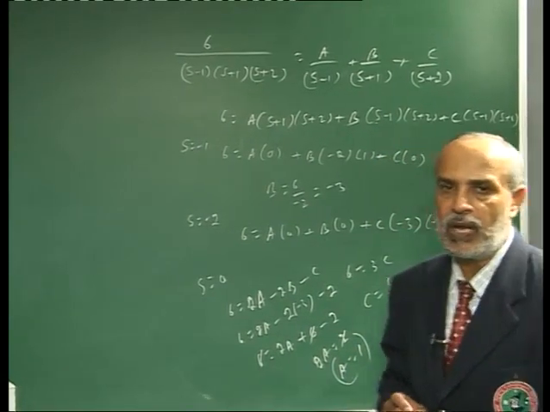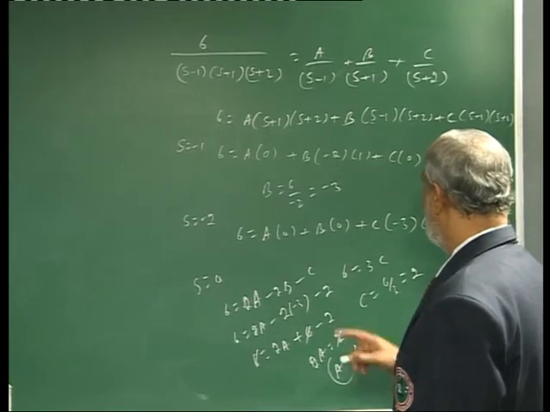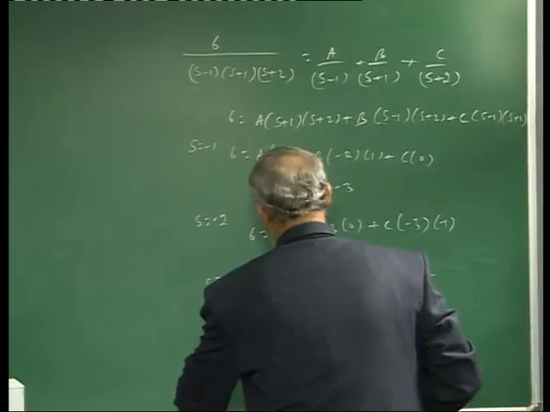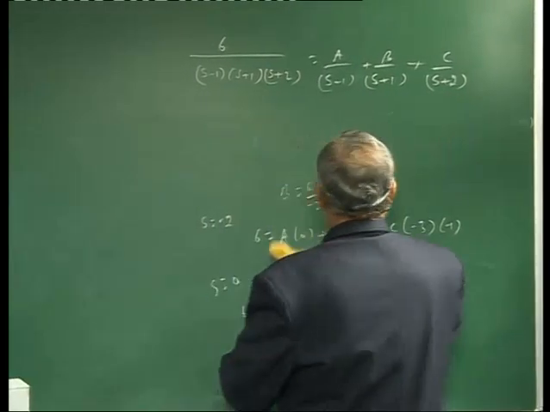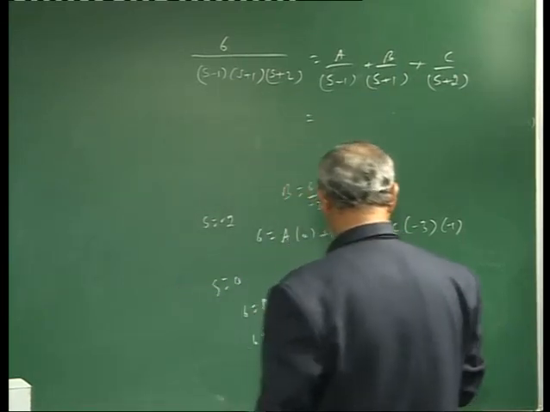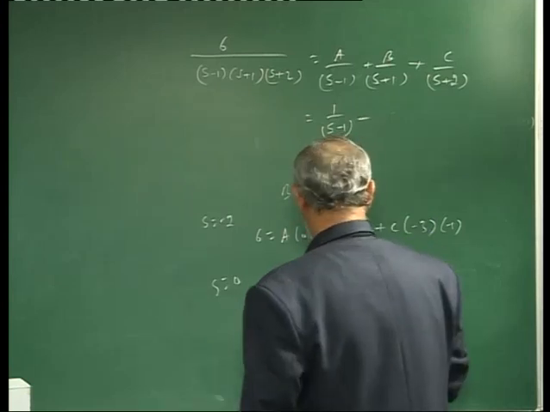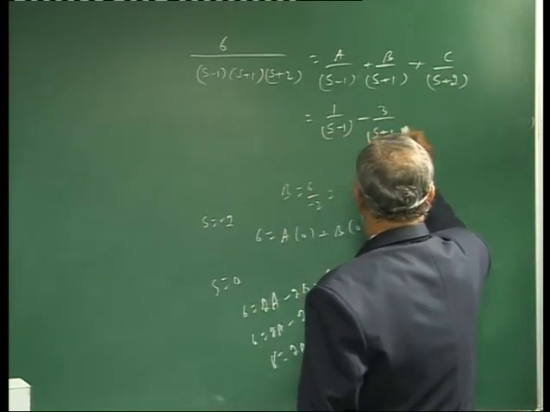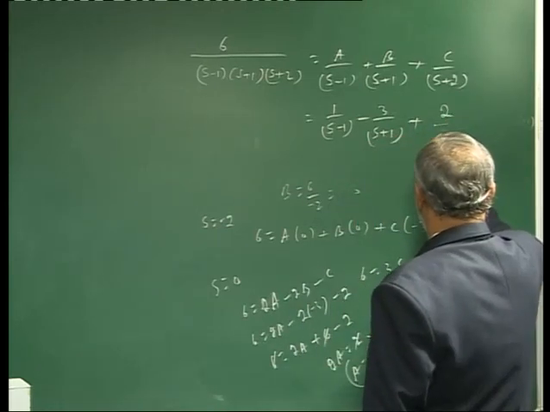After getting the values of a is equal to 1 and b is equal to minus 3 and c is equal to 2, you can substitute in this equation. This equals a value, a value is 1 by s minus 1 plus b value is minus 3 by s plus 1 plus c value is 2 divided by s plus 2.